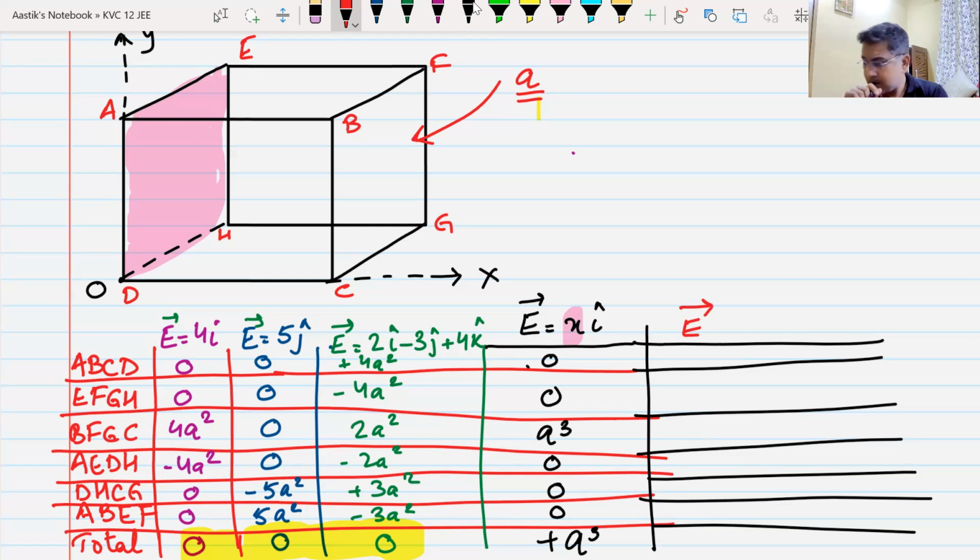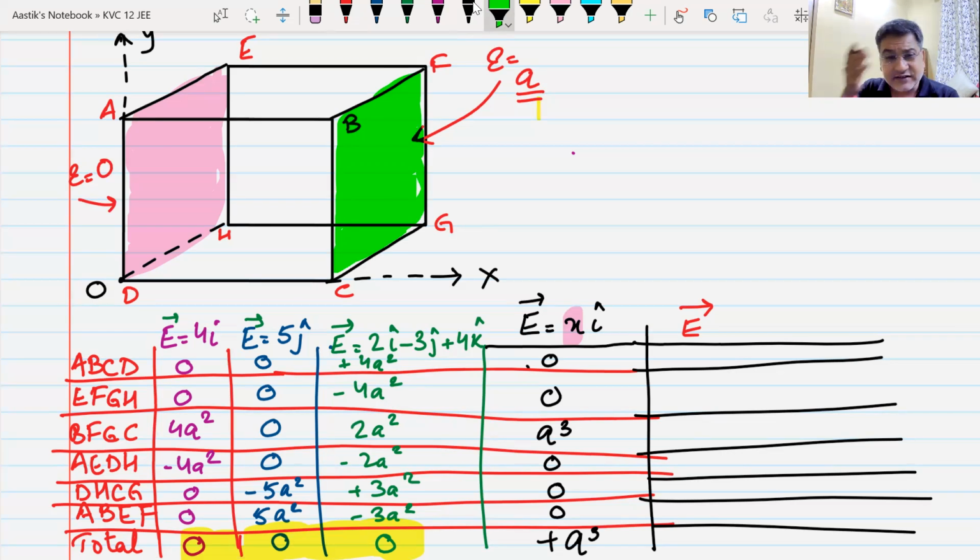Any doubt? What have you not understood? Tell me that point. Electric field varies with X. If X changes, electric field changes. At this surface, electric field is 0. At this surface, electric field is equal to A. It changes from O to C along the x-axis. But on the BFGC face, this green face, electric field does not change because the value of X for all these points is same.